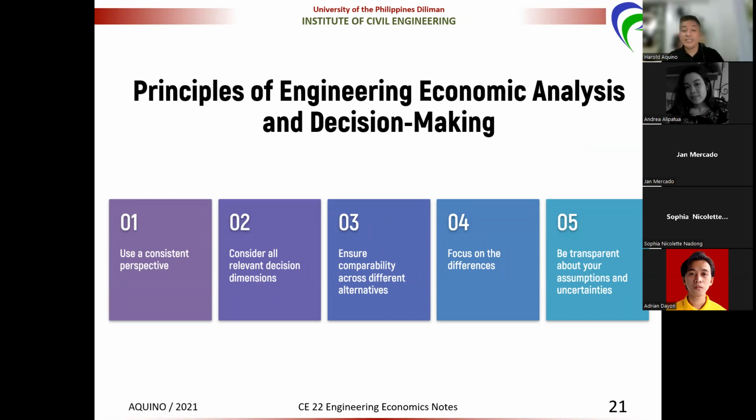These 5 are: number 1, use a consistent perspective. Secondly, that we consider all relevant decision dimensions. Third is that we ensure comparability across different alternatives. Number 4, we focus on the differences. And number 5, that we be transparent in our assumptions and uncertainties. Daanan natin isa-isa tong mga to.